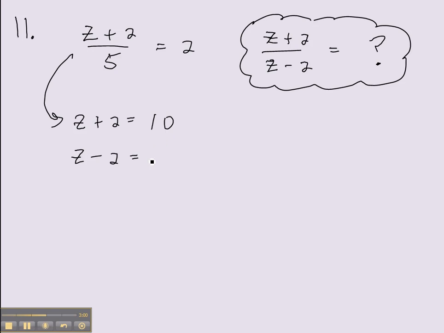So now we're supposed to look at the ratio of 10 and 6, or we could just write that as 5/3. And so we can enter this as 5/3, or we can enter this as 1.67/100.